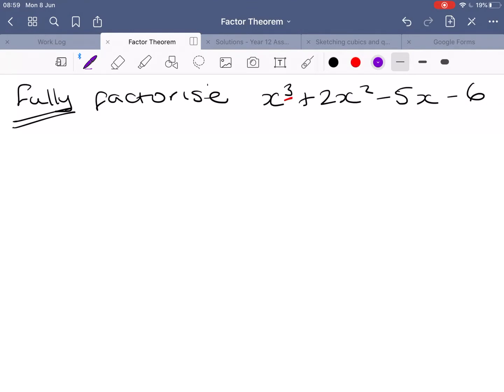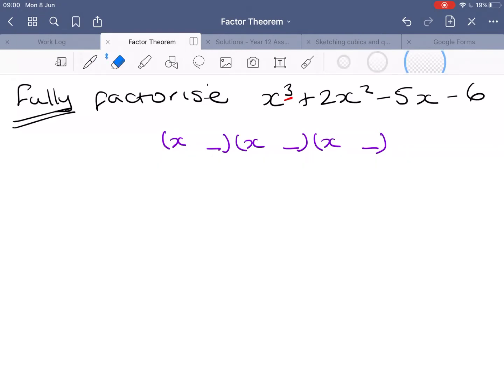But before we start just trying any numbers, there's only so many numbers that we can actually try. Because if I think about what this is going to look like, it's going to potentially look like this. 3 brackets multiplied together, each with an x and each with a number at the end.